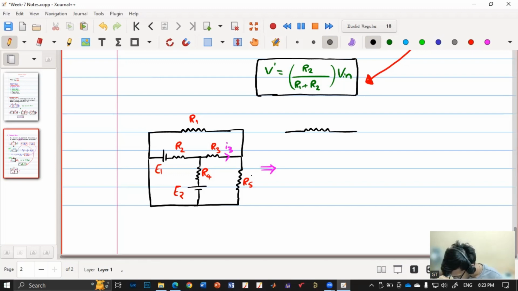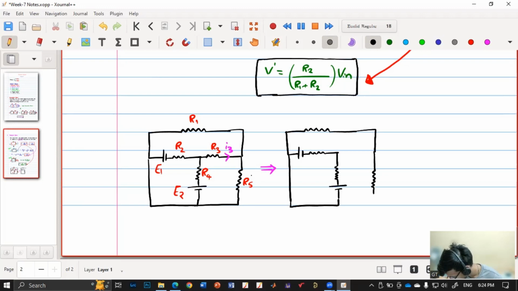And which terminal will be positive, left or right? Left side is positive. Yes, left side is positive because we should see the current is flowing from left to right. So left side is at a higher potential than the right side terminal. So we should be very careful with the potential sign, which one is positive, which one is negative.